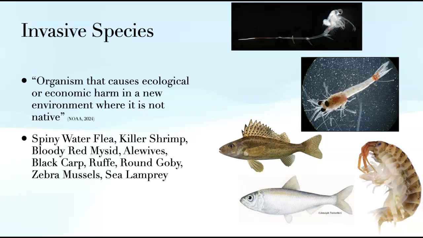we see species such as the spiny water flea, killer shrimp, bloody red mysid, alewives, black carp, ruff, round goby, zebra mussels, and sea lamprey, for a few examples, the last three of which I will continue to talk about in my presentation. And to the right, I have some photographs of other invasive species also found in the Great Lakes.